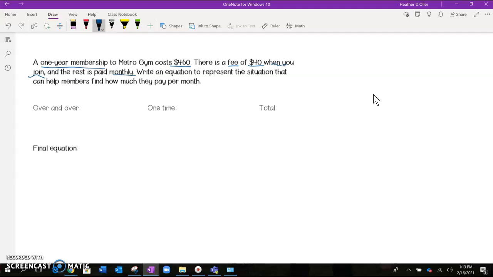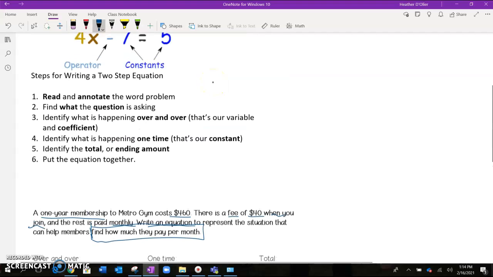All right. Write an equation, that's what I'm doing, I'm not solving it, to represent the situation that can help members find how much they pay per month. Yes, that's the question. They want to know how much they pay per month, and we're writing an equation to help them do that. All right, I read it, I annotated, I just figured out what the question is asking.